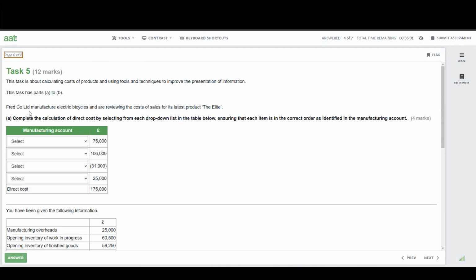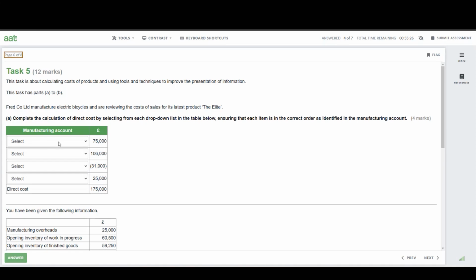We're told that Fred Company Limited manufacture electric bicycles and are reviewing the cost of sales for its latest product, the Elite. We're asked to complete the calculation of direct costs by selecting from each drop-down list in the table below, ensuring that each item is in the correct order as identified in the manufacturing account. So we need to remember the order of the manufacturing account. We're given some figures, so we don't need to worry about numbers at the moment. We're purely thinking about those headings in the manufacturing account.